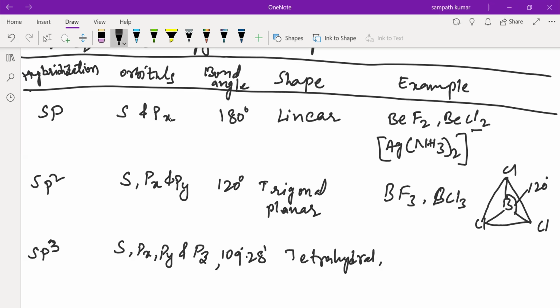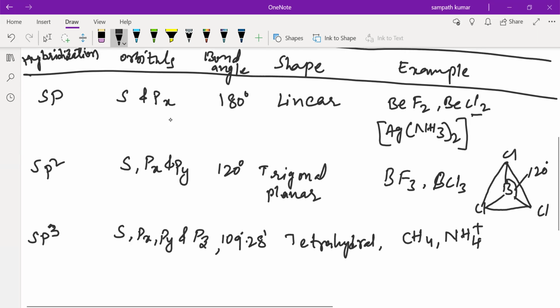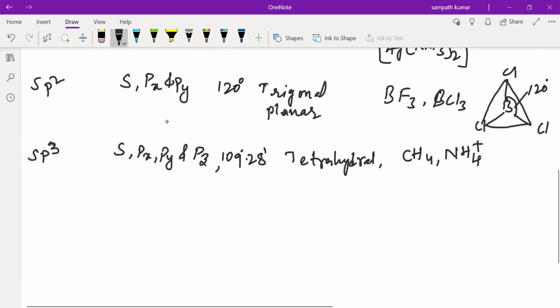Tell me an example. CH4, ammonia, ammonium ion. These are also tetrahedral geometry. Some others are also tetrahedral, and we will discuss some of them.